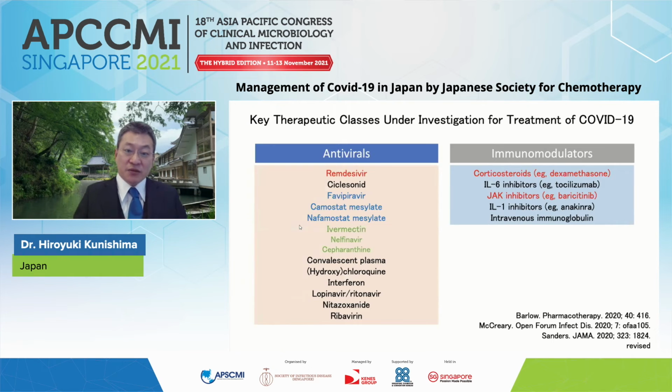Currently, 3 antiviral and immunomodulator drugs are approved for the treatment of COVID-19 in Japan: remdesivir as an antiviral drug, and corticosteroid and baricitinib as immunomodulators. Favipiravir can be used after filing an application with the authority. Clinical trials are underway for ivermectin, favipiravir, and camostat.